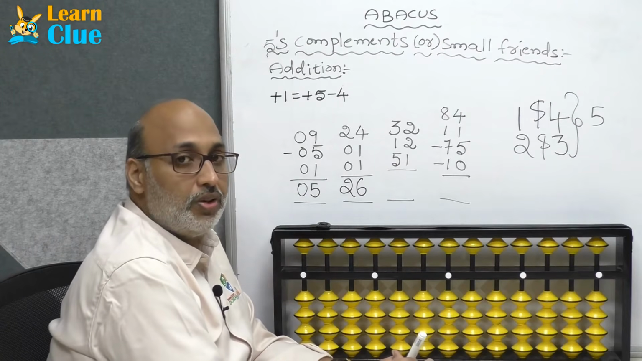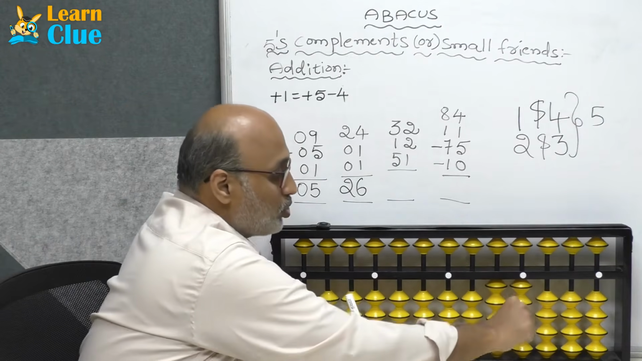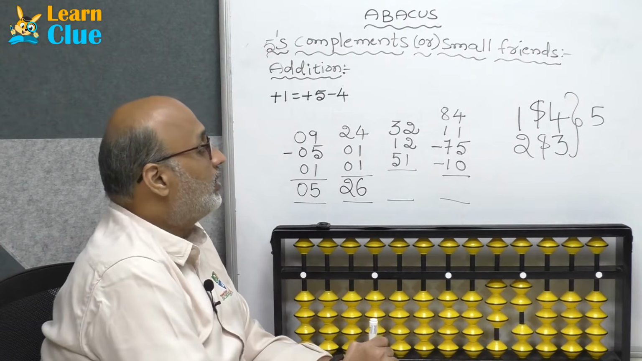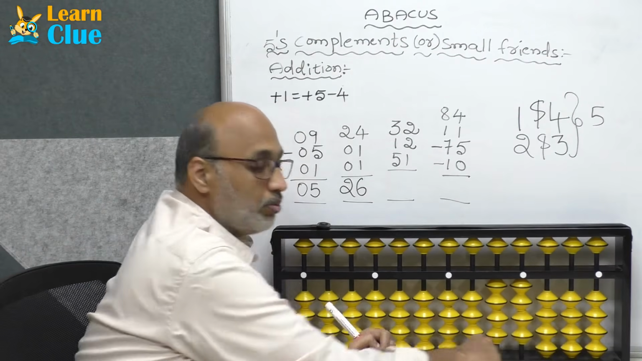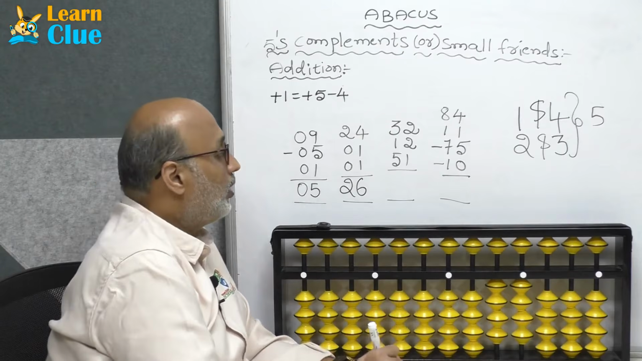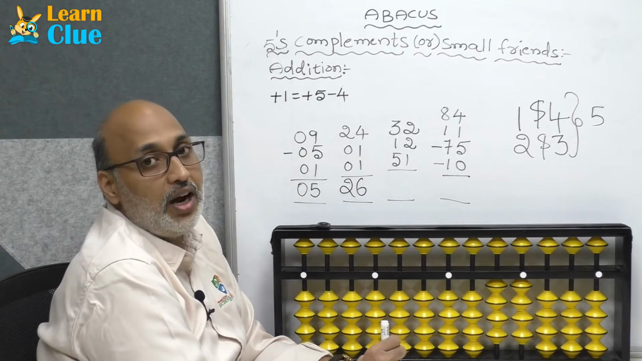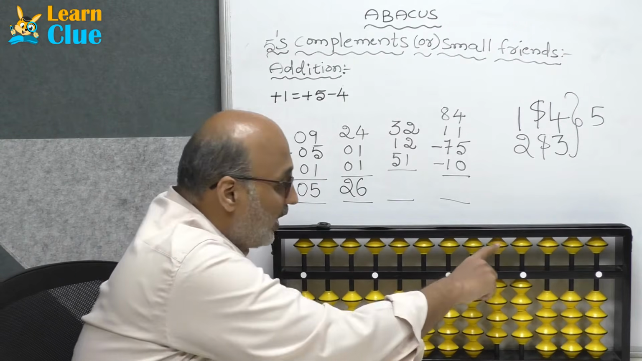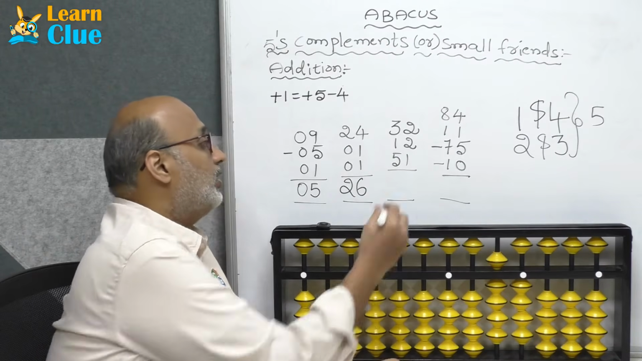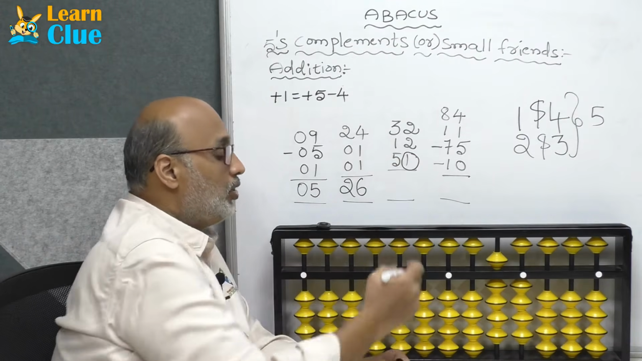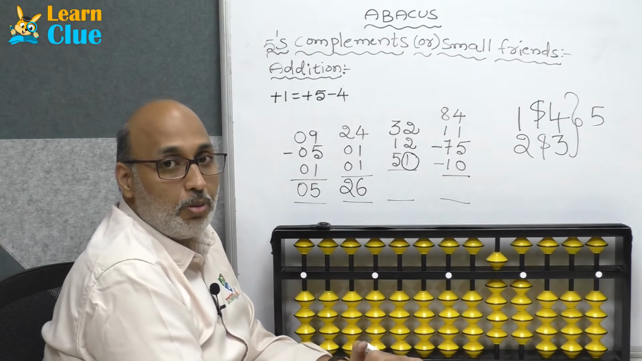32. Now you tell me which number we have to place first. 30, exactly. Next 2. Again they are asking plus 12, plus 10, plus 2. Beads are available. Now they are asking plus 51. In this 51 also, which number do we have to add first? Plus 50, exactly. Now which number do we have to add? Plus 1. Do we have beads here to add plus 1? No. We are facing a problem in addition of 1.